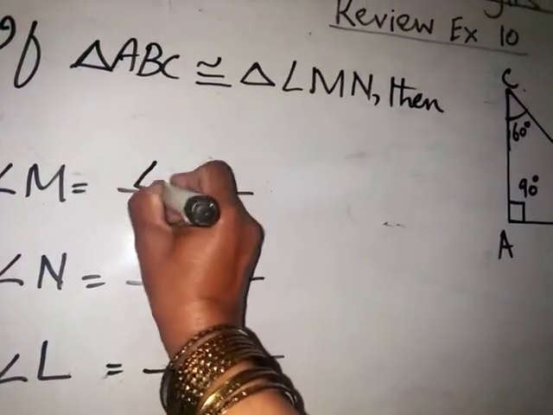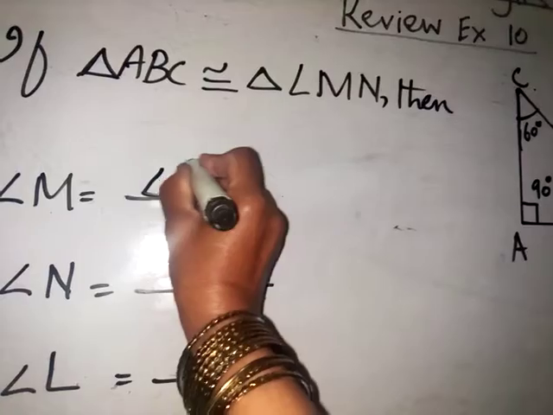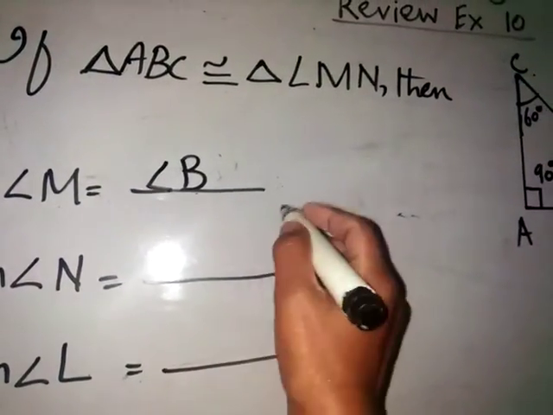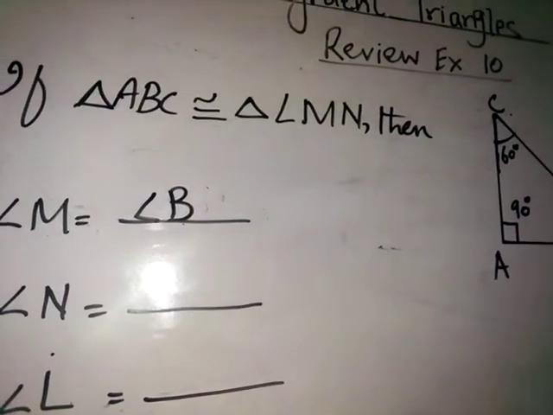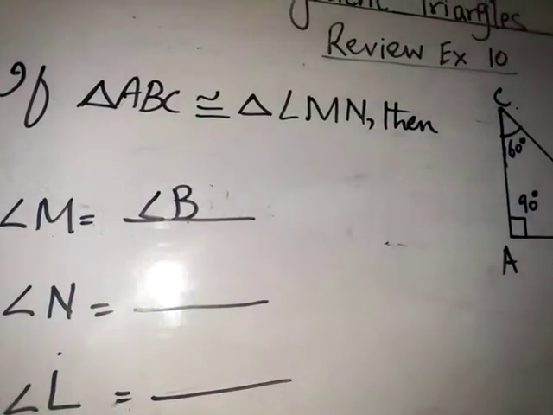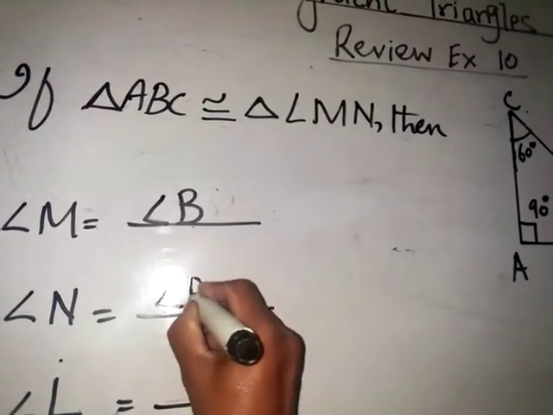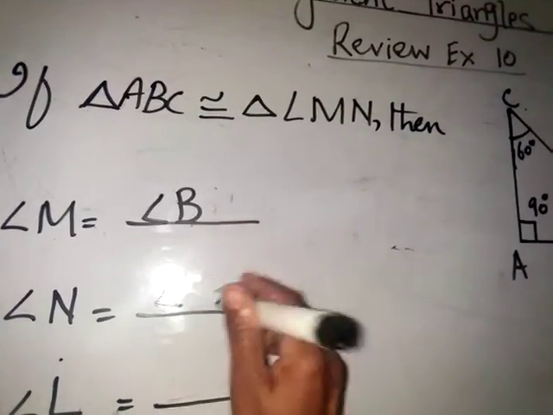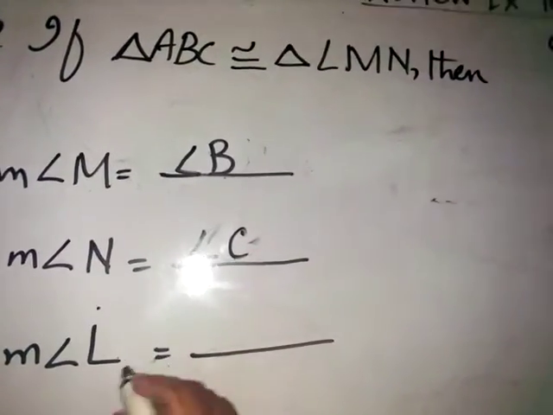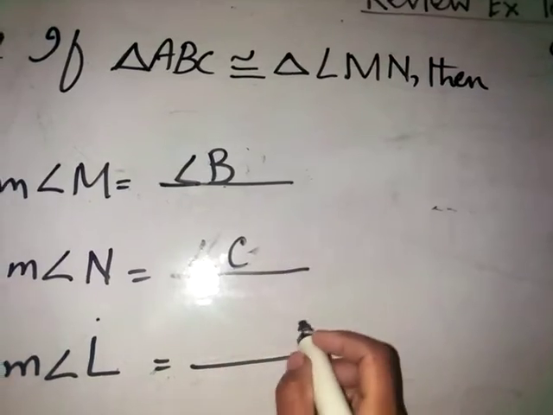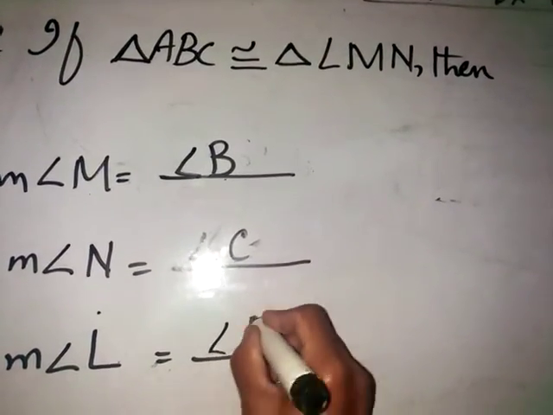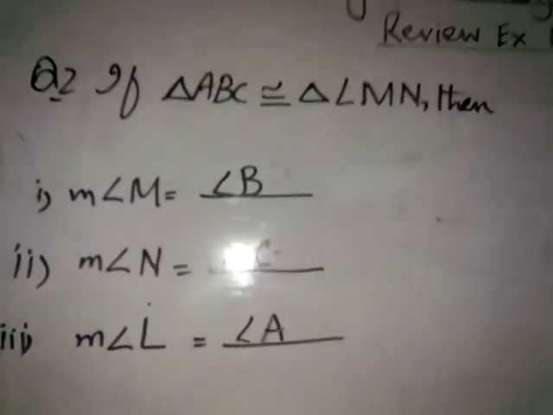angle B because both are 30 degrees. Angle N is 60 degrees, so it is congruent to angle C. And angle L is congruent to angle A because both are 90 degrees.